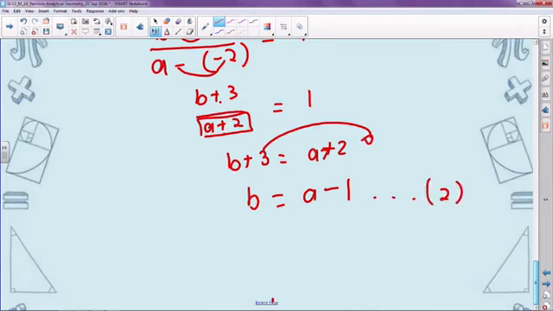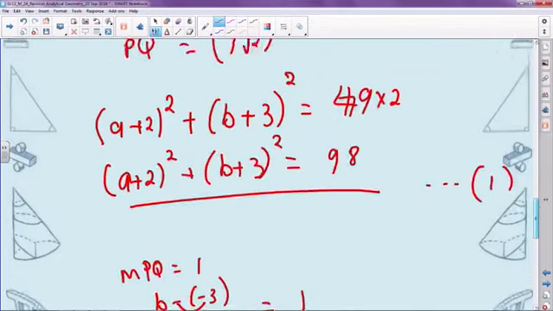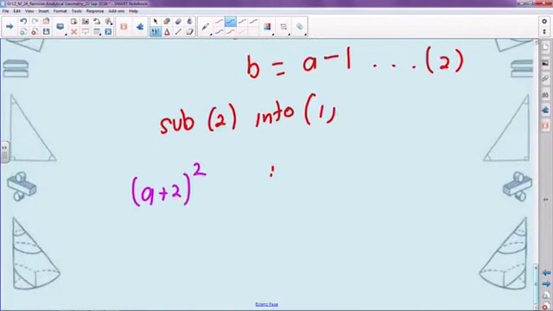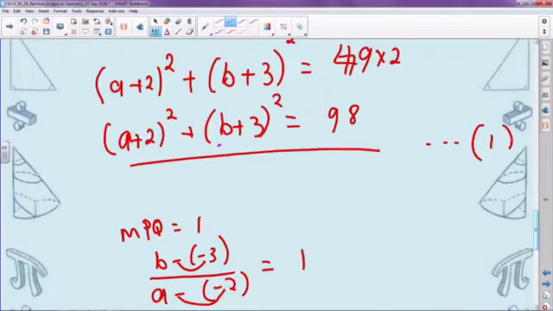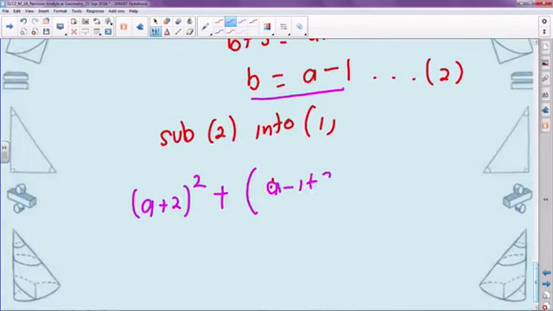And now we're going to substitute. So we're doing a simultaneous equation. Substitute equation 2 into equation 1, and then work out the values for a and b. So we end up with the following. We get a plus 2 squared plus, now in place of b within the bracket, I'm going to replace b with a minus 1 from that equation. So in place of b in this bracket, I put in a minus 1, and then we've got plus 3 squared is equal to 98.